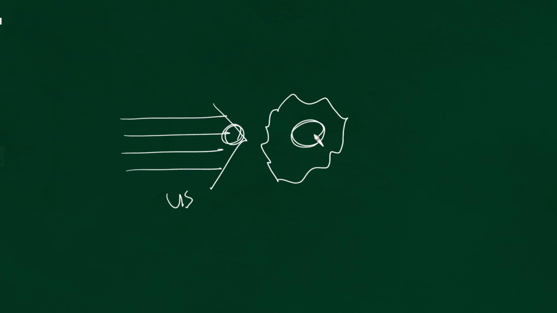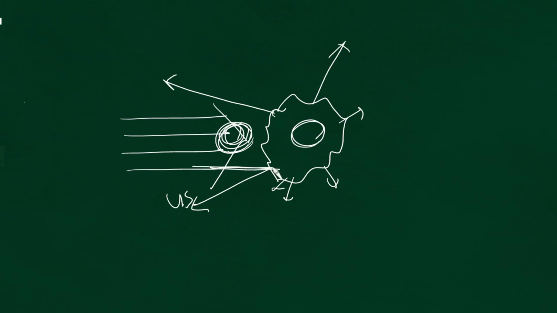Let's think about this for a moment. It has encountered the material. Some of it could be reflected and go back. And some of the ultrasound may scatter in various directions. Another portion may hit here, refract, and travel in a different direction. Finally, some of the ultrasound energy here may be absorbed into the tissue when it encounters it.